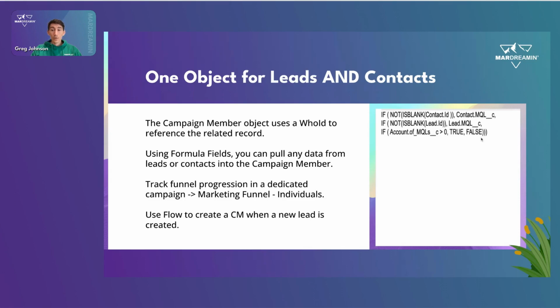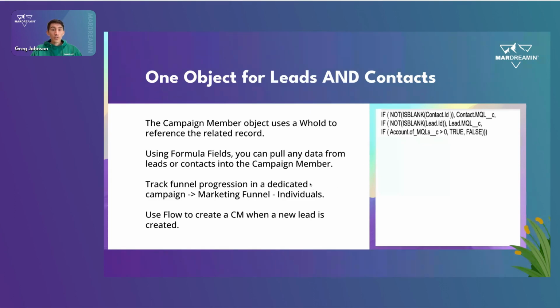And over on the right-hand side, you'll see the formula field that I'm using on our campaign member objects. It's a simple cascading if statements looking to see if the associated record has a contact ID, then you pull in the information you want from the contact. If it has a lead ID, then pull it in from the lead. And if you are using this solution to track accounts as well, you can add a third if statement that says, if there's no lead ID and there's no contact ID, then pull information from the related account.